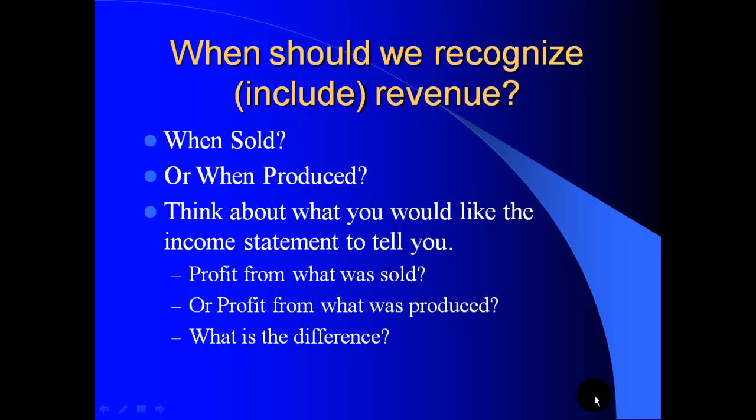And one of our standards was the timing. When do we recognize revenue? When is it included on our income statement? Our options are when it was sold or when it was produced. And think about what you would like the income statement to tell you. Would you like it to tell you what profit was made from what was sold, or what profit was made from what was produced? What really is the difference? This might be another place where you want to just pause and think about it for a second.